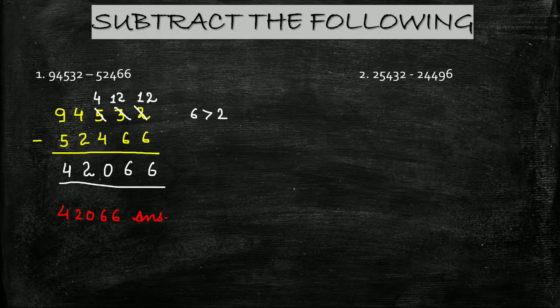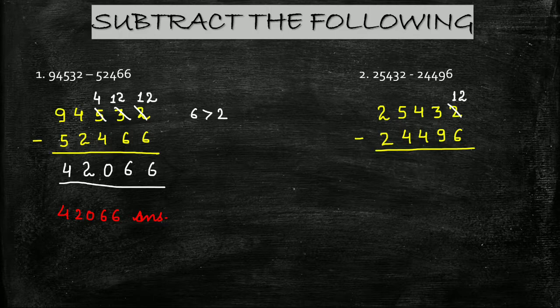Similarly, in the next question, arrange the given numbers in column form first. So 2, 5, 4, 3, 2 minus 2, 4, 4, 9, 6. Start subtracting them. Here also we cannot subtract 6 ones from 2 ones. So we will borrow 10 from the tens column and it will be converted into 12 ones. Here 2 tens are left now. So 12 minus 6 is 6.